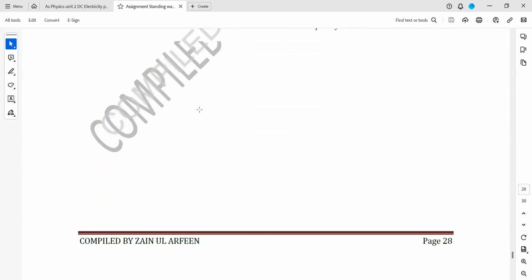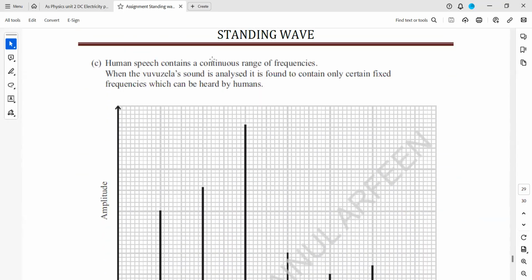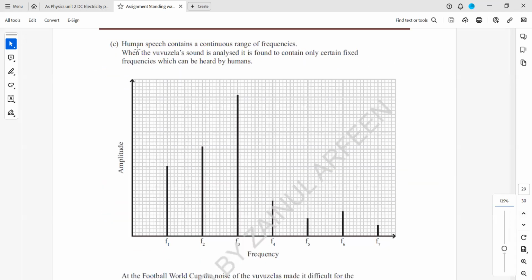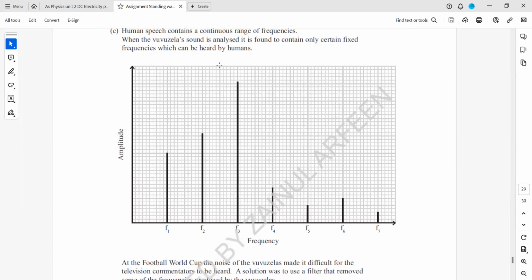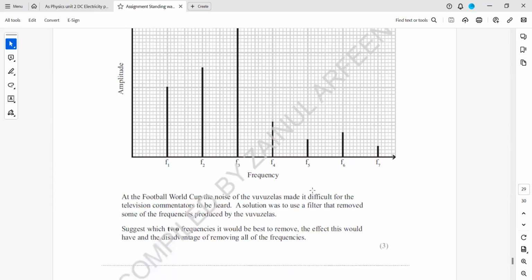Then, standing wave. The human speech contains a continuous range of frequencies. As we speak, we are not producing a single frequency, we are producing multiple frequencies. So this sound is analyzed and found to contain only certain fixed frequencies that can be heard by humans, like F1, F2, F3, F4. These are different frequencies.